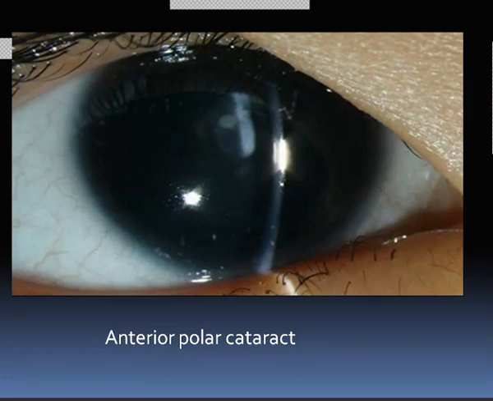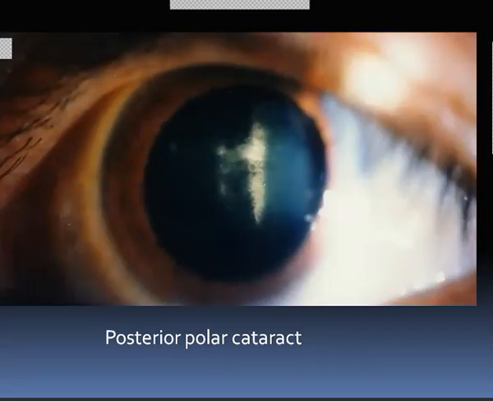See this picture, this is the anterior polar cataract. There's the slit lamp, and the slit beam is applied on the cornea. You see that there is an opacification on the anterior part of the lens, that is the anterior polar cataract.